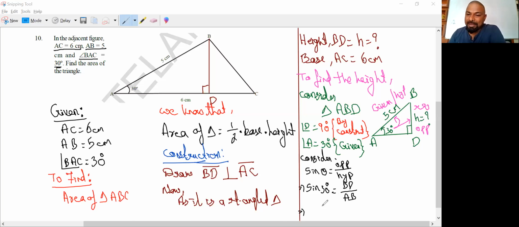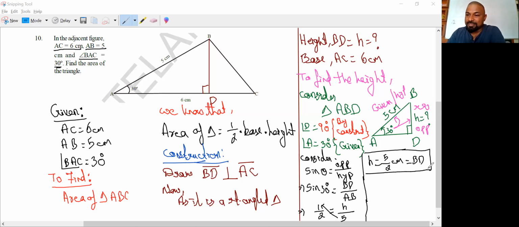Now let us substitute the magnitudes. What is sin 30, Farah? It's 1/2. BD we don't know, that is H. And AB is nothing but 5. Now let us cross multiply that one, and H we are getting as 5/2 centimeters. Right? Height, which is nothing but BD, we got as 5/2 centimeters.